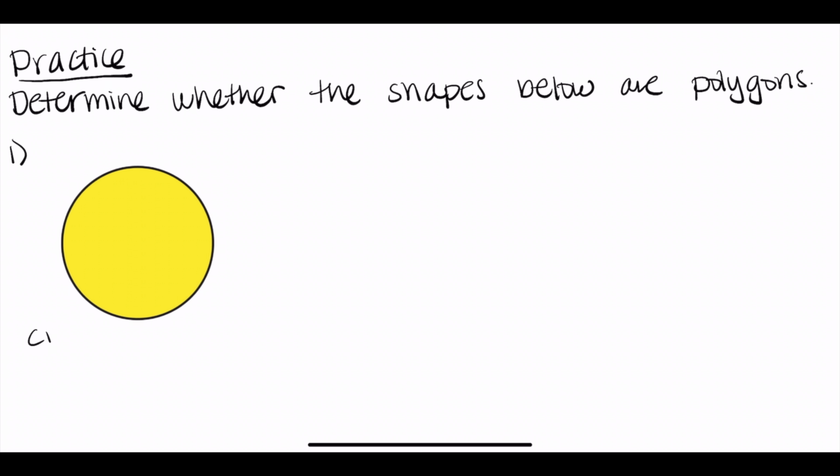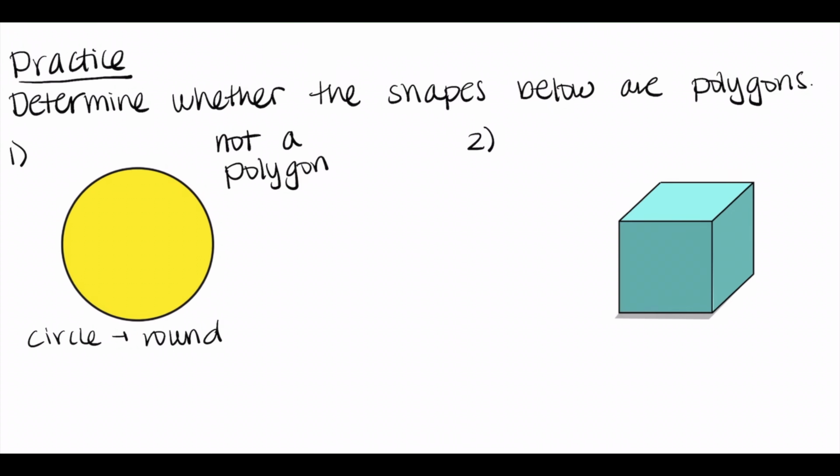The directions for our practice section say to determine whether the shapes below are polygons. For number 1, we have a circle, right? And a circle is round. So that is not made up of straight lines, so it would not be considered a polygon. Our second figure here, this one, it's not flat, right? It has 3 dimensions, and because of that, it would also not be considered a polygon. So number 1 and number 2 are examples of where it would not be considered a polygon.